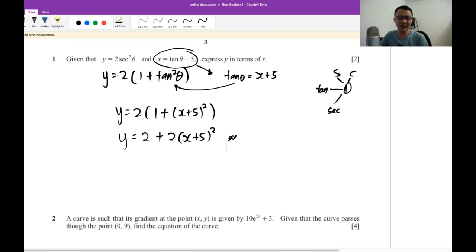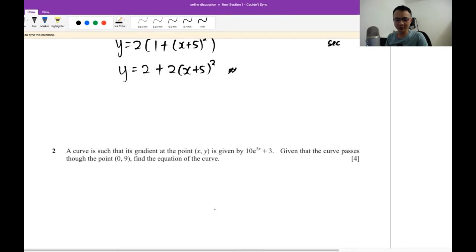Just like this. Actually, it's not too bad, because you want y in terms of x, right? That means you cannot have any sine, cos, tangent in the equation. So you have to make them the subject and substitute into each other. Alright, let's move on to the next question.